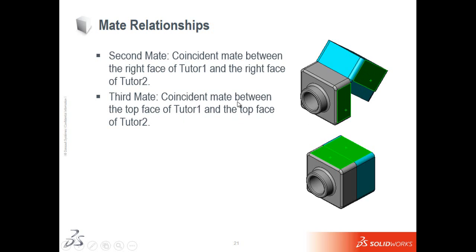Third mate is coincident mate between the top face of Tutor 1 and the top face of Tutor 2. So we had them first lined up in this plane coincident, then we had them lined up in this plane coincident, and then we have them lined up in this plane coincident. When you have them lined up coincident in all 3 planes, they match up perfectly.